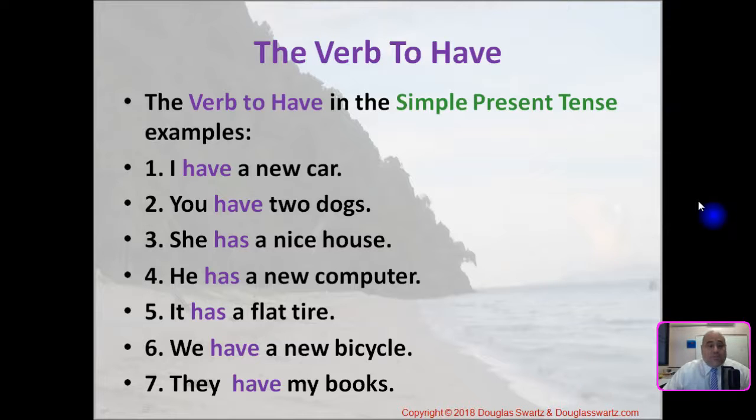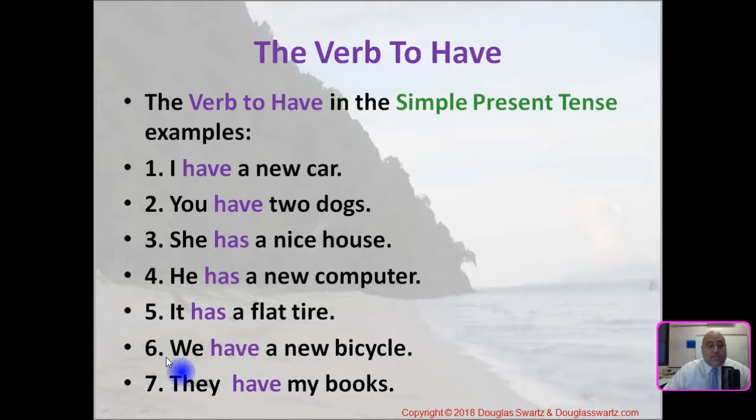The first set of examples is simple present tense. Example number 1, I have a new car. I mean, you possess it, you own it. I have a new car. Number 2, you have 2 dogs. Number 3, she has a nice house. Number 4, he has a new computer. Number 5, it has a flat tire. Maybe the car has a flat tire.